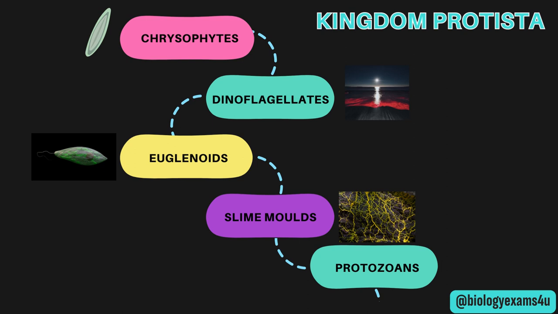Protozoans are heterotrophic protists, either living as predators or as parasites. They are often motile with flagella or cilia. Some of the most well-known unicellular organisms include amoeba, paramecium, and plasmodium. Now let us understand the characteristics of Kingdom Protista.